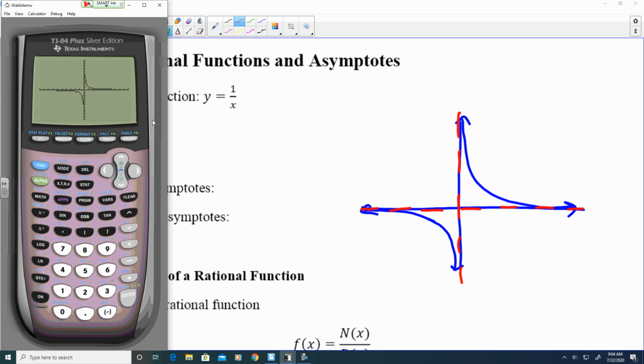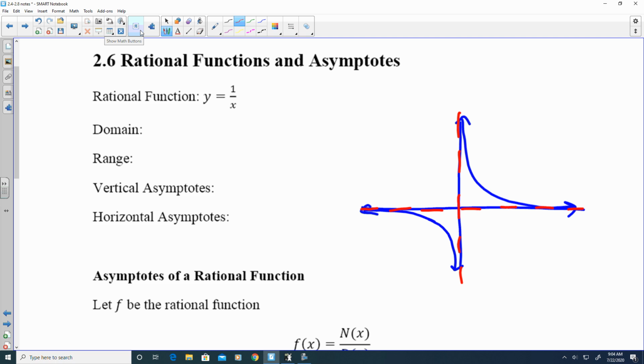It's going to approach but never actually touch the y-axis, which we can tell right away because x can't be 0. You can't have a 0 on the bottom of a fraction. So that vertical asymptote makes sense, but the horizontal you might not have expected. It looks like we can't approach the x-axis at all, which means our vertical asymptote is x equals 0 and our horizontal asymptote is y equals 0.